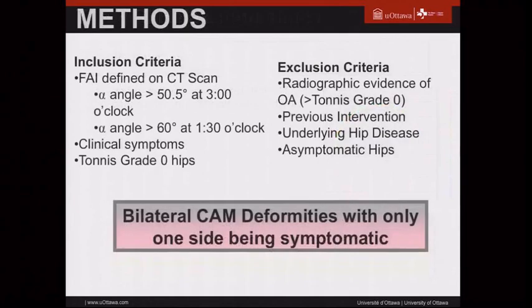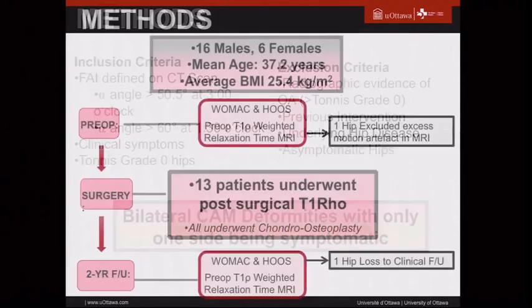So for diagnostic criteria, it's a similar cohort of FAI diagnosed on CT scan with cutoff values of 50.5 at 3 o'clock and more than 60 degrees at 1:30, with clinical symptoms of pain but no gross evidence of arthritis on the plain x-rays. Patients had to have bilateral cam deformities with only one side being symptomatic. The idea was that each patient could serve as their own control when you compare both hips.